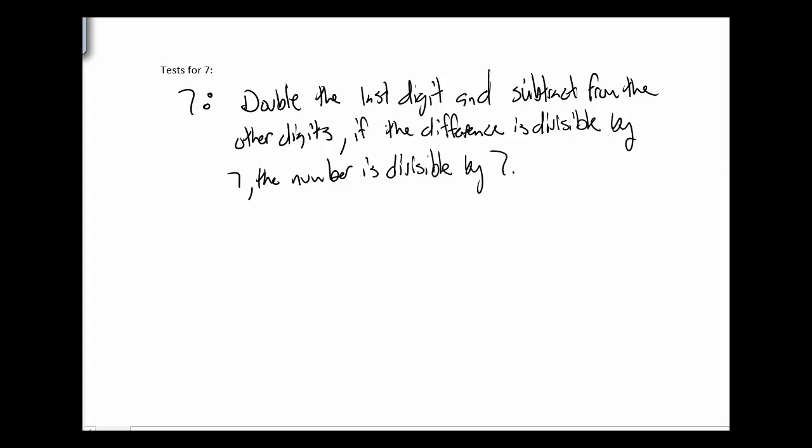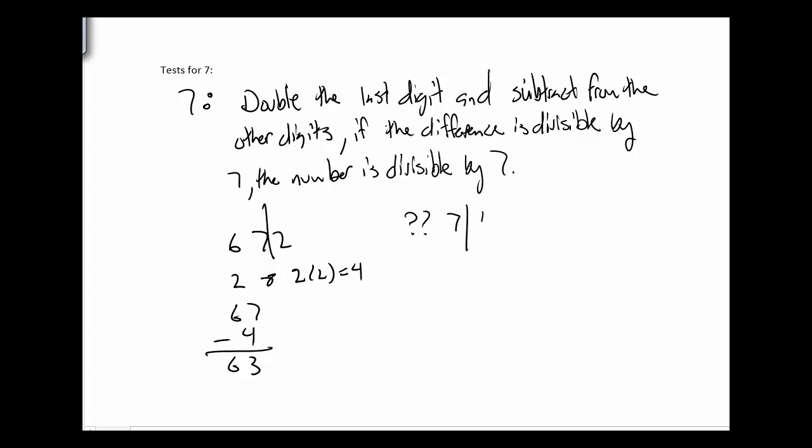Okay, so let me start with something simple. Let me just take 672. The rule says double the last digit. So we have 2 that we're going to double. 2 times 2 is 4. Let me break that up into 2 chunks. Then I'm going to take the other 2 digits, 67 minus 4, get 63. And then I'm going to ask the question, does 7 go into 63?